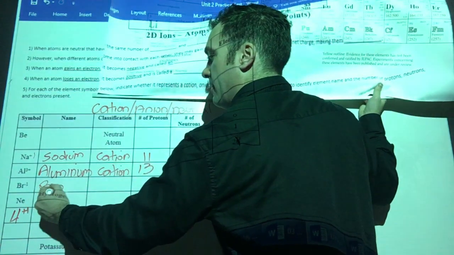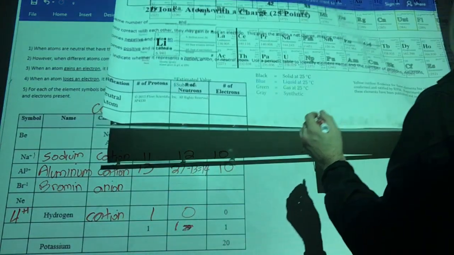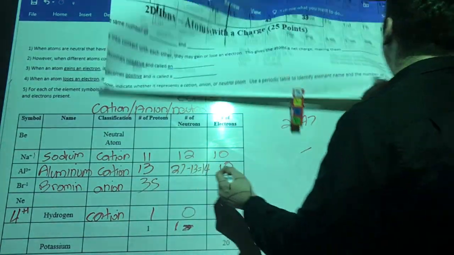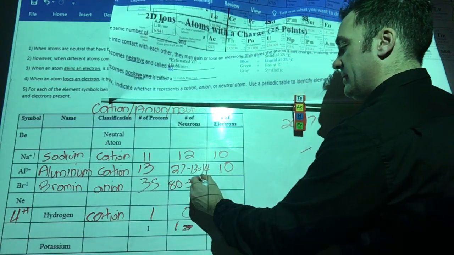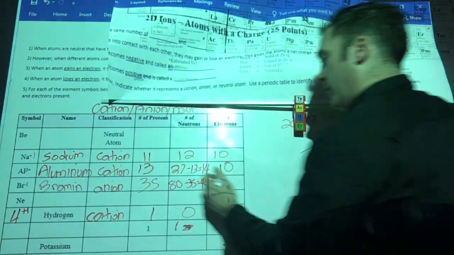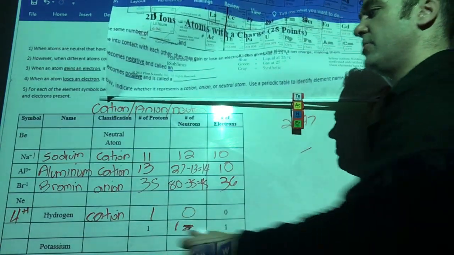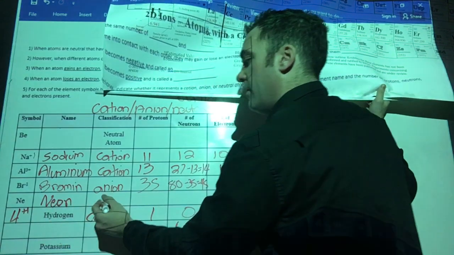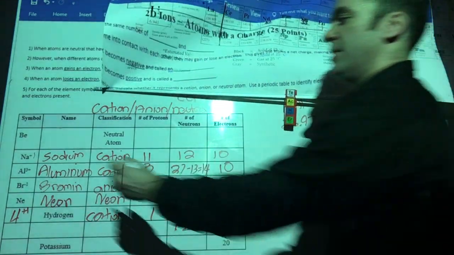Bromine, this is an anion because it's negative. 35 protons, protons never change. Neutrons, I'm rounding the bottom to 80, so it's 80 minus 35, which is whatever, 45. And then electrons, plus 1, so 36. Neon, there's no charge on that, so it is neutral. Neon, yeah, I'm trying to write plus 1 or minus 1 on there.